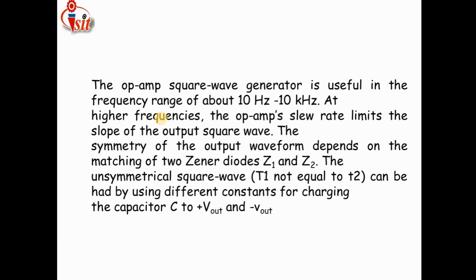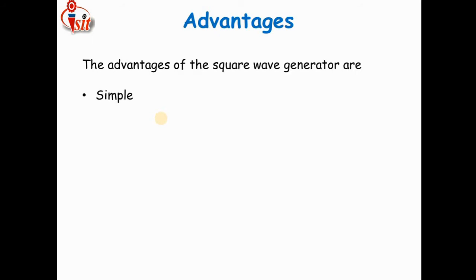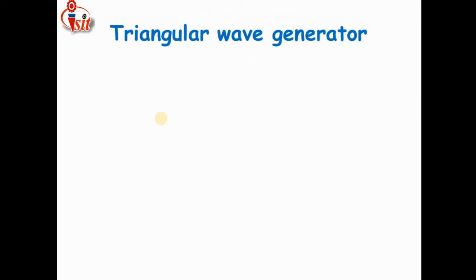Just as we have seen, an unsymmetrical square wave, which has T1 not equal to T2, can be had by using different time constants, by charging the capacitor C to the positive output voltage and the negative output voltage. Along with this, these are some advantages of the square wave generator. Just see, the square wave generator is very simple, easy to maintain and cheap.